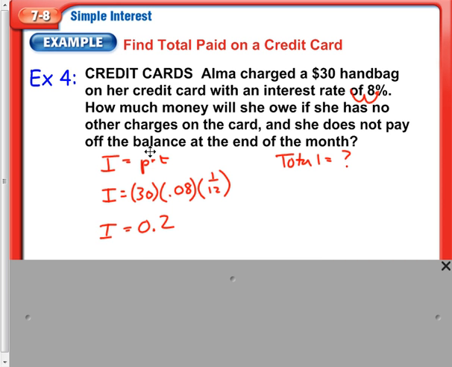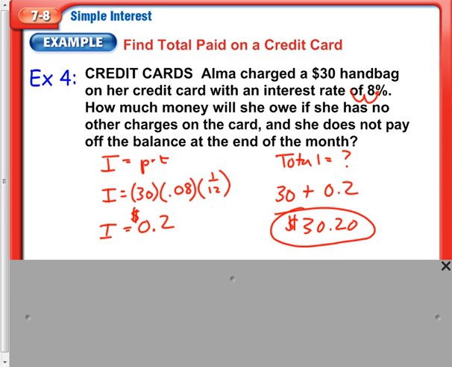So again, how much money will she owe if she has no other charges on the card and she does not pay off the balance at the end of the month? So she's going to owe more than 20 cents because it says here she does not pay off the balance. So her total is going to be the $30 plus the 20 cents for a grand total of $30.20.